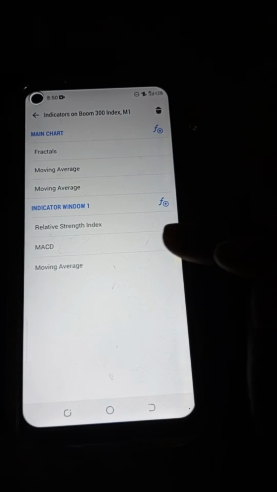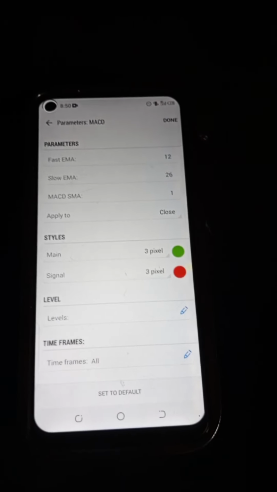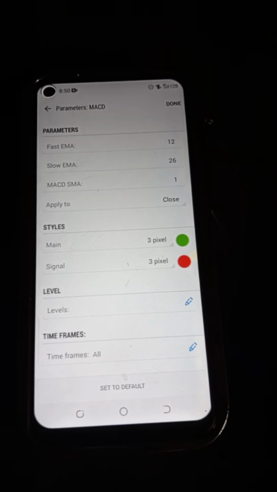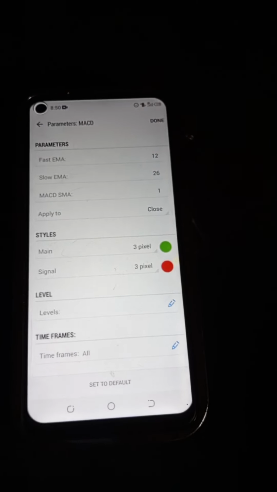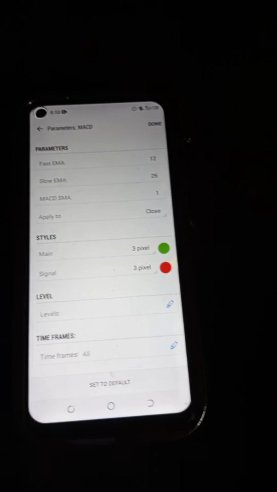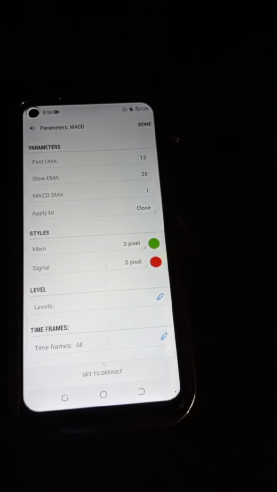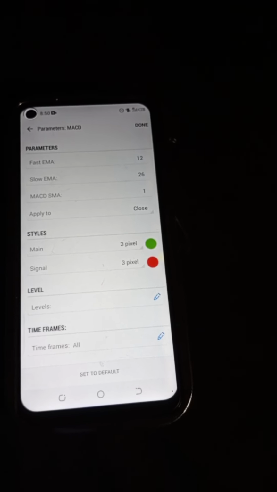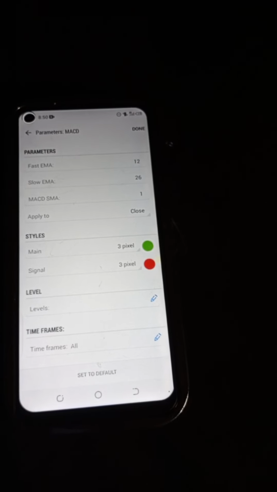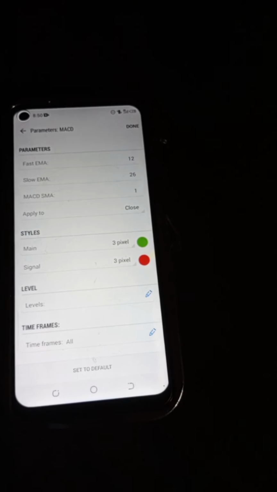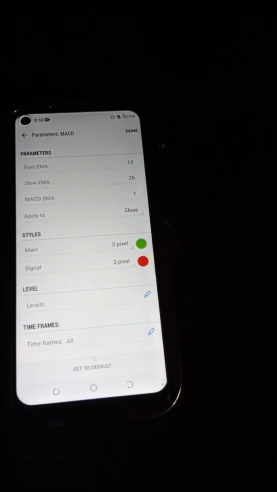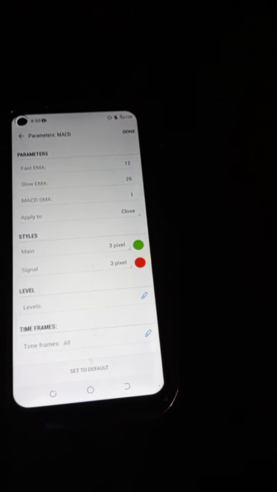So the next indicator here is MACD. As you can see, our fast EMA is 12. Slow EMA is 26, and our MACD SMA is 1. Apply to close. Main, your style, the main is 3 pixel, any color of your choice. Signal, 3 pixel, any color of your choice, guys. That is all. You click done.